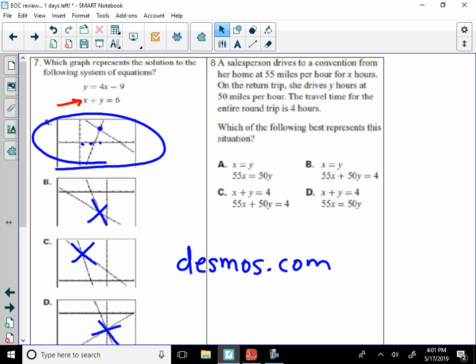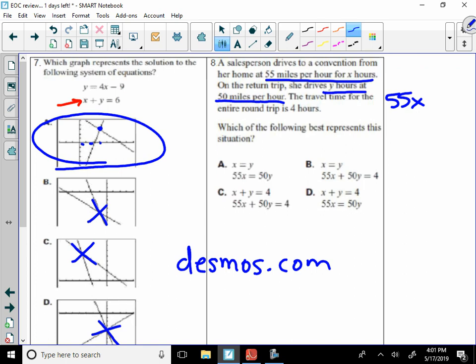A salesperson is driving to a convention from her house at 55 miles per hour for X. So I'm just going to go ahead and write this to the side. It's probably a given. On the return trip, she only gets to drive 50 miles per hour. So the return trip is home, 50 miles per hour, at Y. Now, check this out. Remember we had this discussion in class? If you live 10 miles away from school, how many miles do you have to go to get home? 10 miles. If it takes you 25 miles to come to school, that's a long way. How many miles will it take you to get home? 25 miles. Whether you're driving fast or slow, it's the same distance.